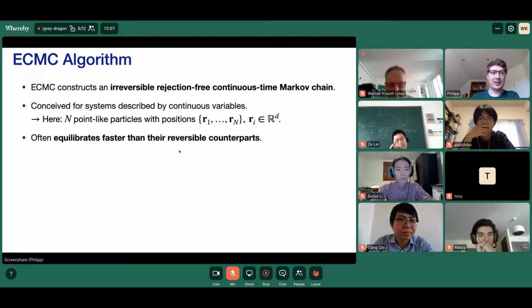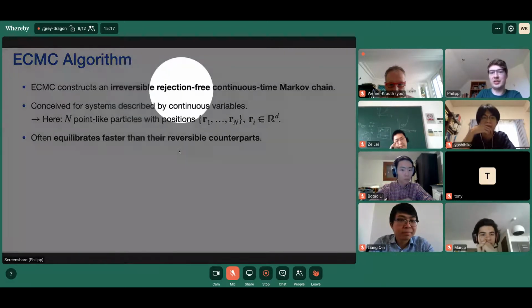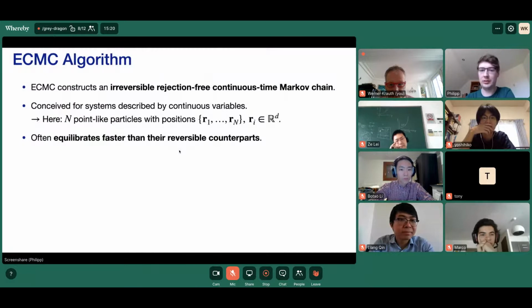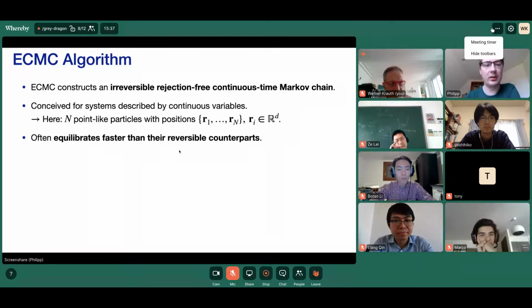As a short fact, ECMC constructs an irreversible, rejection-free continuous-time Markov chain. Here the first 2 parts, the irreversible and the rejection-free, are the reason why it's usually so fast. Irreversible means that even in equilibrium, we have a non-vanishing probability flow in some directions. And rejection-free: you all know the Metropolis algorithm. There you have the characteristic rejection of moves, and these do not appear in the ECMC algorithm.